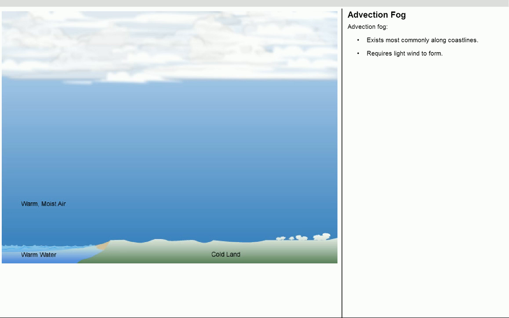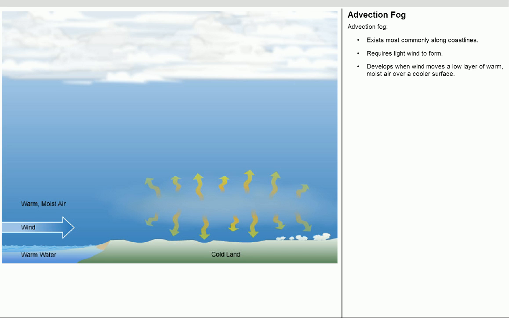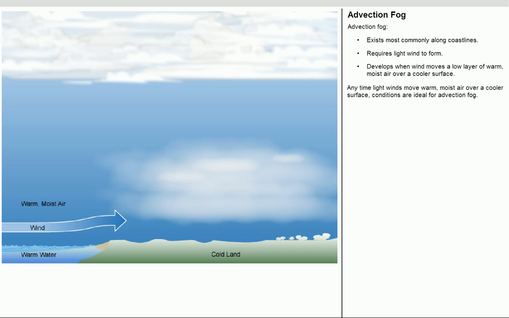If you spend a lot of time on or near the water, you might have seen advection fog. Advection fog exists most commonly along coastlines under cloudy skies. It requires a light wind in order to form. Wind moving a low layer of warm, moist air over a cooler surface produces advection fog. For example, a sea breeze might transport air from warm water across the cooler land surfaces. As the air loses its heat to the cooler ground and reaches its dew point, advection fog develops.